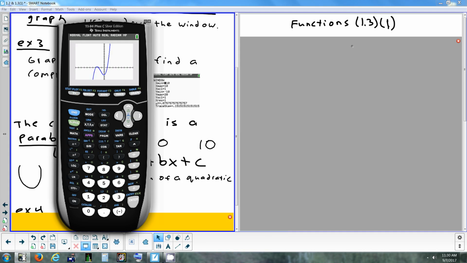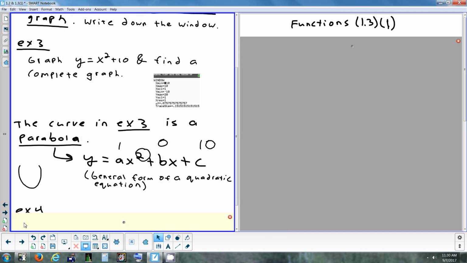If I had a graph with an x to the 4th, it could look kind of like a w. Okay? So as that exponent gets higher and higher, you can see more and more turns in the graph. It's always 1 less than that exponent. So that gives you an idea when you're graphing of what to look for.